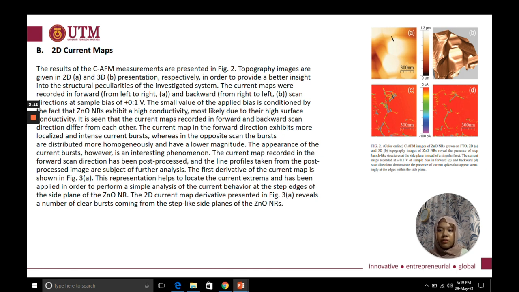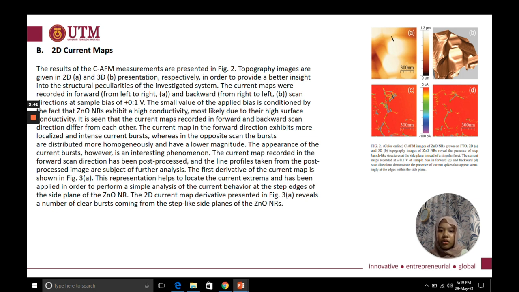The current maps were recorded in forward and backward scan directions at a sample bias of 0.1 volt. The small value of the applied bias is conditioned by the fact that zinc oxide nanorods exhibit a high conductivity, most likely due to their high surface conductivity. The appearance of the current burst, however, is an interesting phenomenon.